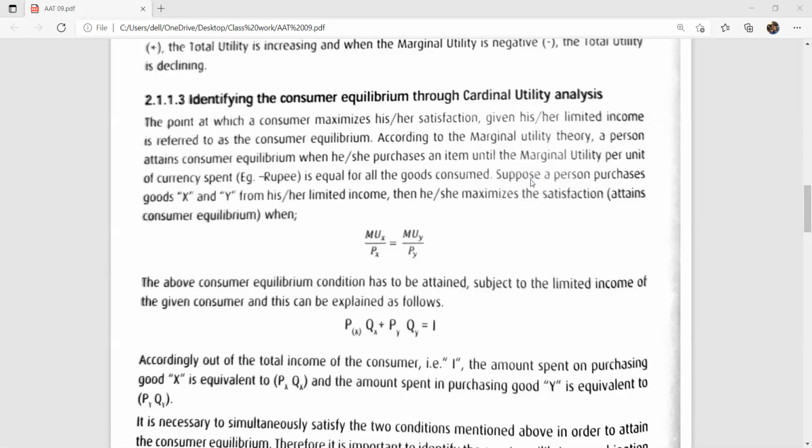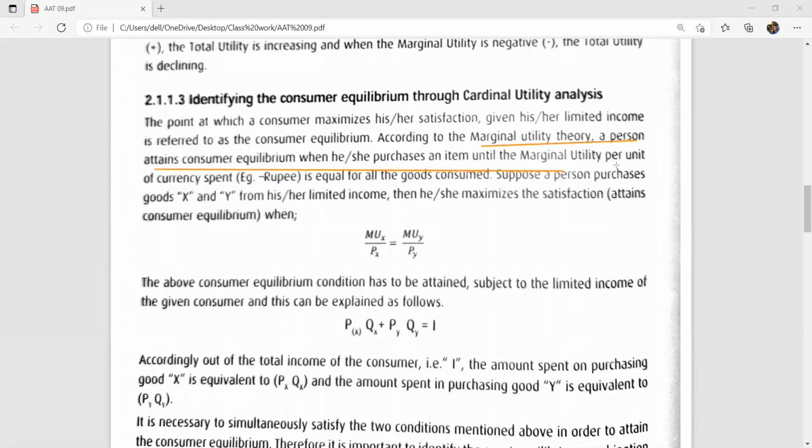Right. So first of all, identifying consumer equilibrium through cardinal utility analysis. The point at which a consumer maximizes his or her satisfaction given his or her limited income is referred to as the consumer equilibrium according to the marginal utility theory. A person attains consumer equilibrium when he or she purchases an item until the marginal utility per unit of currency is equal for all goods consumed. This is the definition.